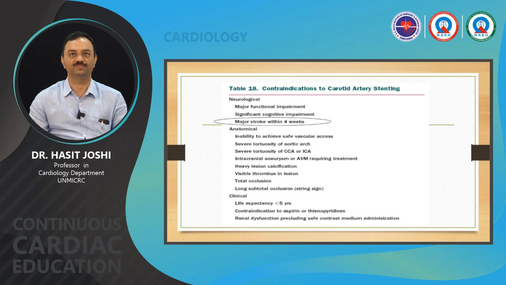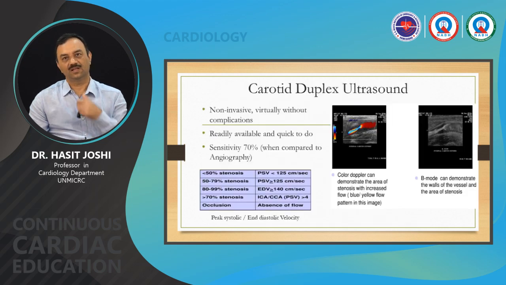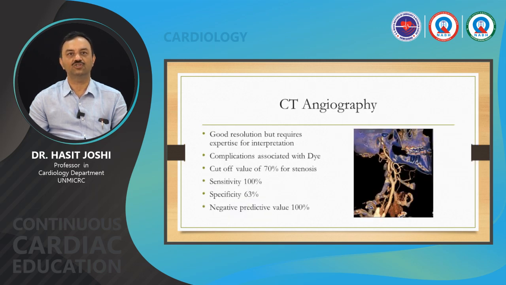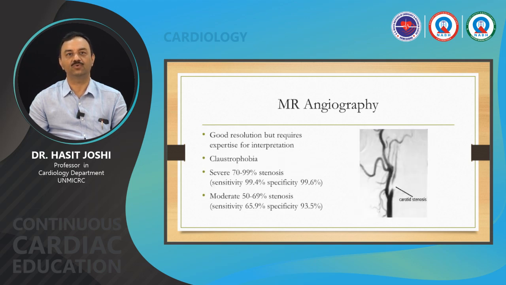Now the modalities: carotid Doppler ultrasound is the first one and most important. Plaque characterization is also very important to plan our treatment. A CT angio or an MR angio should be done prior to it, and this will guide our therapy.